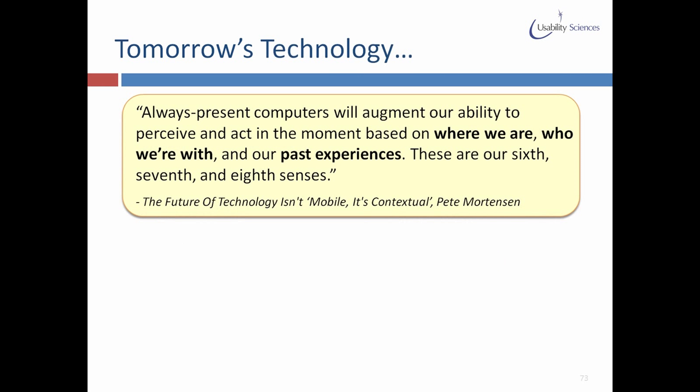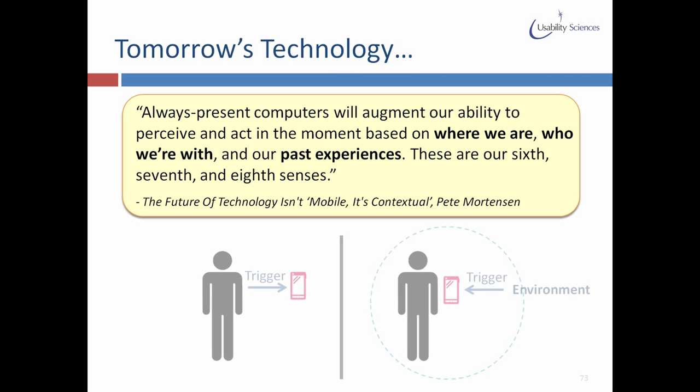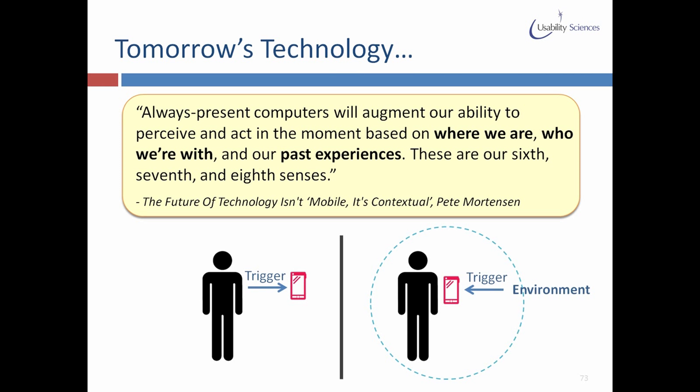One article that we just want to mention here, the future of technology isn't mobile, it's contextual. And in this article, they state that the always present computers will augment our ability to perceive and act in the moment based on where we are and who we're with and our past experiences. And really to demonstrate that, it's the idea that you yourself aren't necessarily the trigger for taking an action with your phone, but something in your environment is in fact triggering you to respond to something going on your phone.